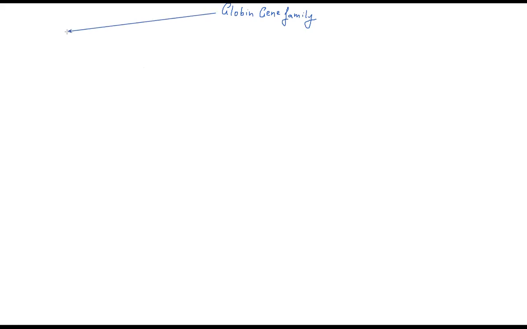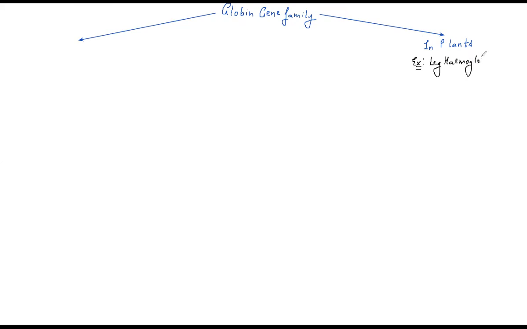Globin gene families might be present in the case of plants or in the case of animals. Even in plants, globin is present. In the case of plants, globin is present in the form of leg hemoglobin. For example, leg hemoglobin is present in plants of the Leguminosae family.